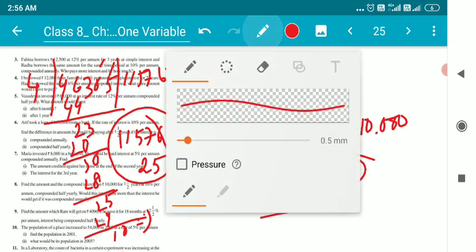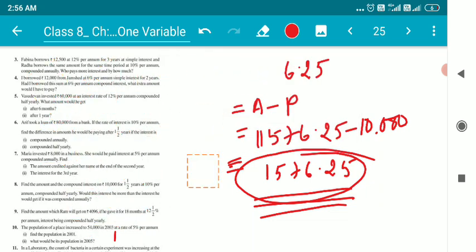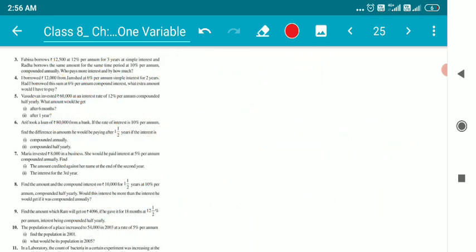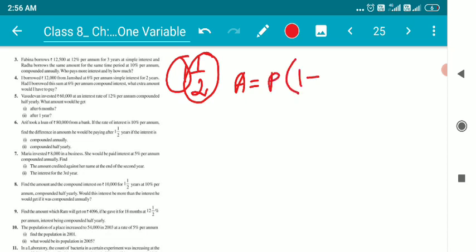Okay children, now one more part is left for this question. It was asked if I would have taken compounded annually, then what the changes would have been. Children, as we can see, the time is 1.5 years. Means what? For first 1 year we will calculate compound interest, and for half year we will calculate simple interest. So the formula is amount is equal to principal into 1 plus r by 100 whole to the power n.